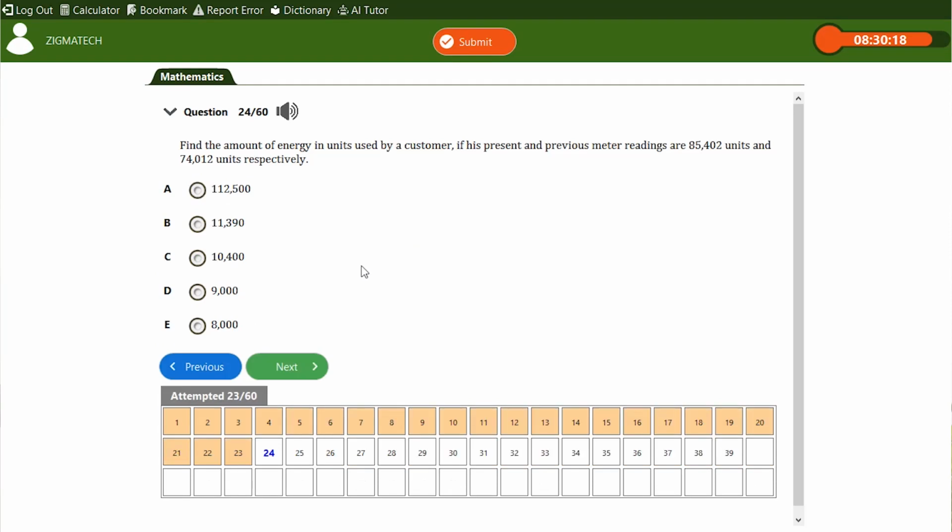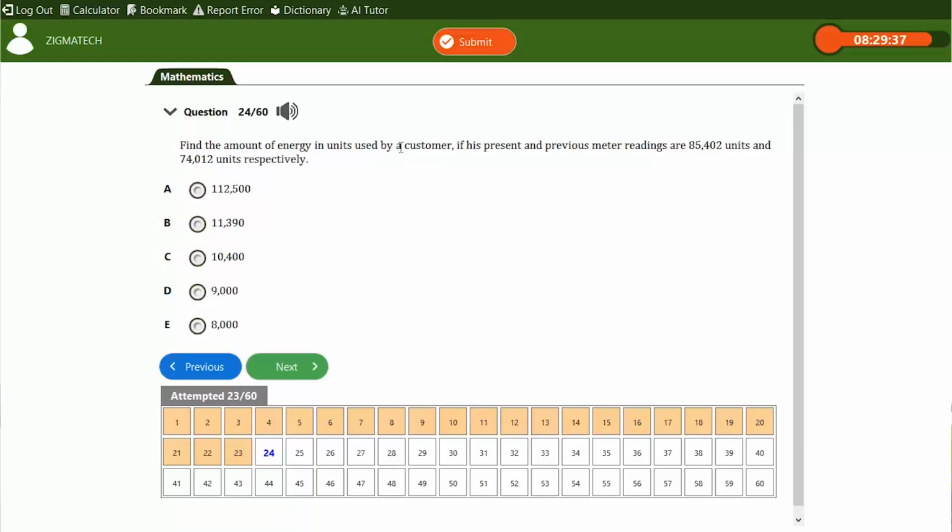All right, so let's go to the next one. 24. Find the amount of energy in units used by a customer if his present and previous meter readings are 85,402 units and 74,012 units respectively. Now, listen to the question. It's very simple, very straight to the point. This question is just a subtraction question, nothing more. They just want you to subtract, but you must understand what you're subtracting. So they say we should find the amount of energy used by a customer.